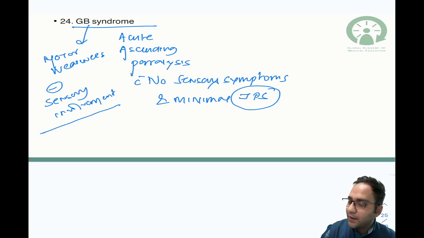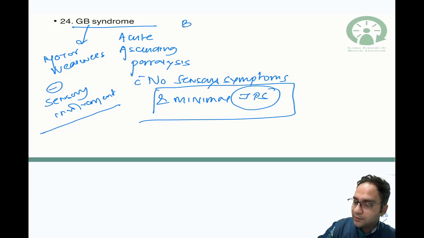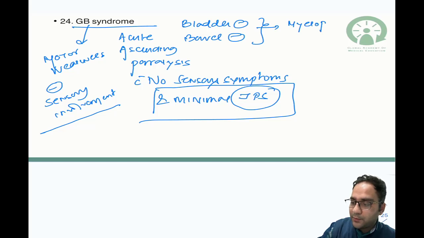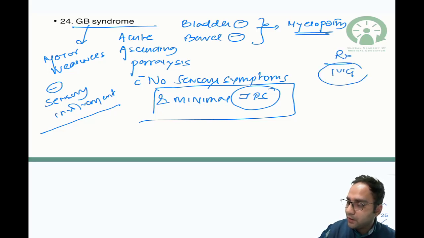Except for the fact that you can get a minimal joint position sense involvement, which is basically the posterior column. Otherwise, you do not get sensory involvement. And involvement of the bladder and bowel is also not there in GBS. If you get such an involvement, you have to think of involvement of the spinal cord. How do you treat a GBS patient? You treat with the help of IVIG.